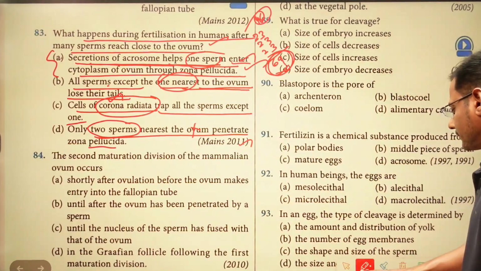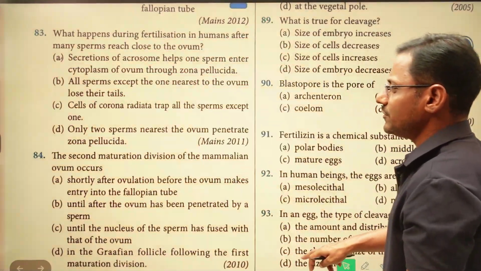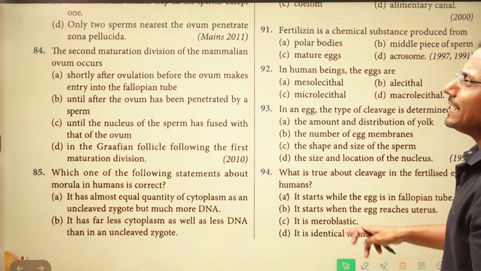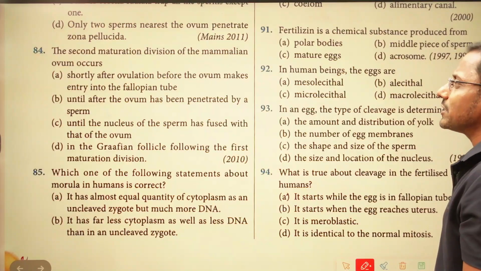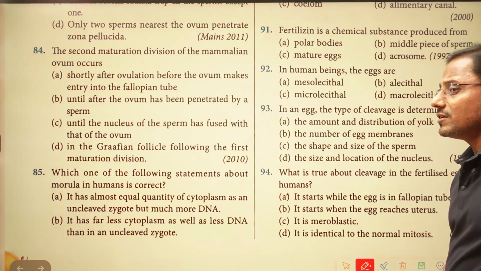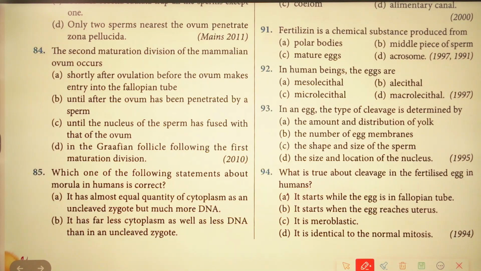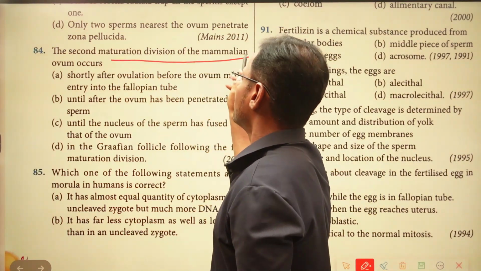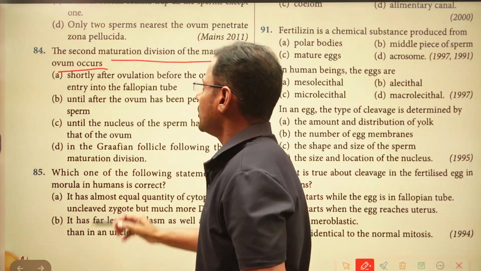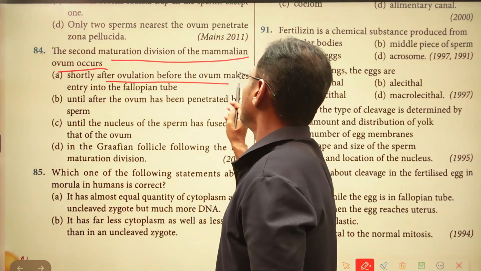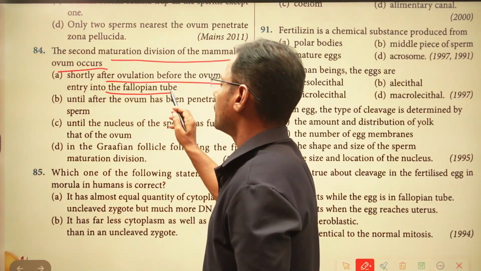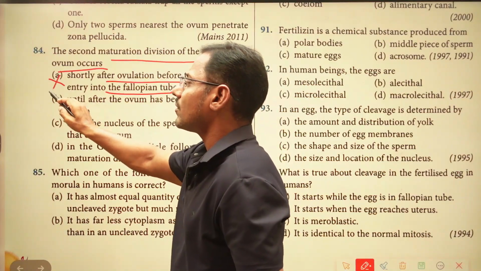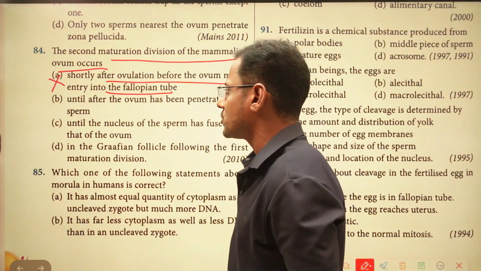This is the 84th one. The second maturation division, that is meiosis 2. See here, this is the third time they are asking about this particular phenomenon. The second maturation division of the mammalian ovum occurs shortly after ovulation before the ovum makes entry into the fallopian tube. No, this is a wrong answer. We already discussed this so many times.